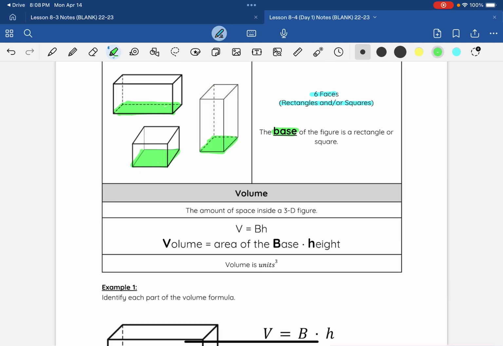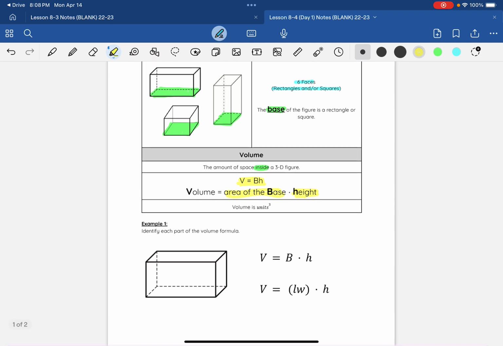The volume is the amount of space that is inside of that 3D figure. So think of like a can of pop. The volume would be how much pop is in that figure. For the volume formula, we have volume, which is V, is equal to the area of the base, which is why it's an uppercase B, and then times the height of the rectangular prism.